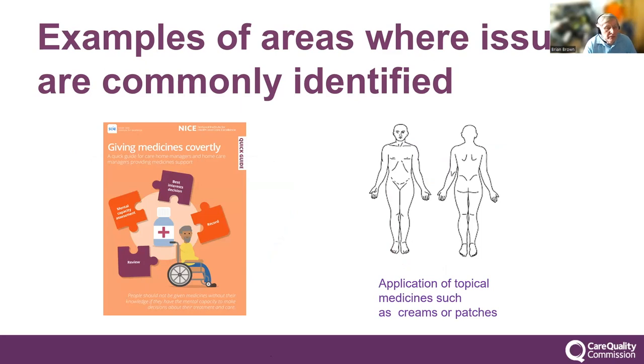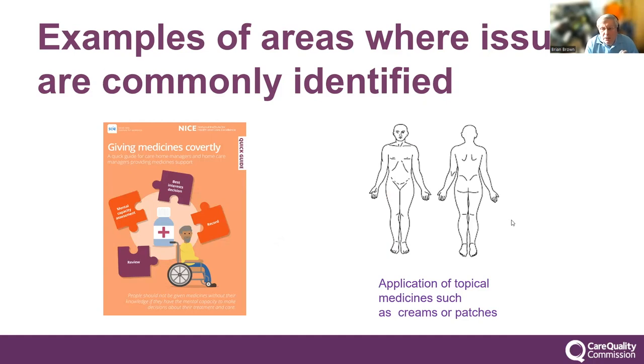Another two areas where we find issues is around when medicines are being given covertly. People should only be given medicines covertly when they've been assessed as lacking capacity to make decisions. But it should also be recognised that people have the right to make what could be seen as an unwise or foolish decision. It's about what's in their best interest if they do lack capacity, and if they do want to give medicines covertly, the decision needs to be made for each individual medicine, not all medicines as a grouping.